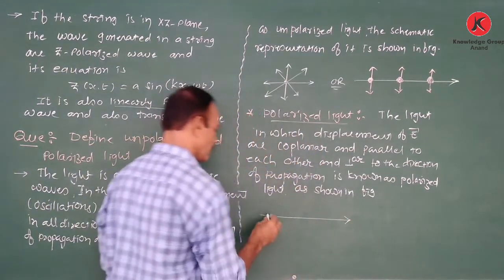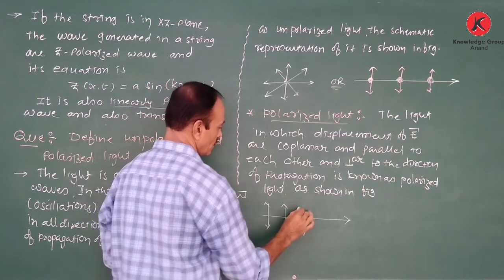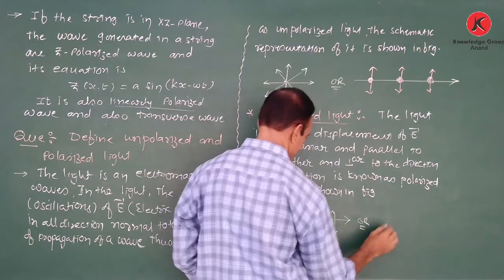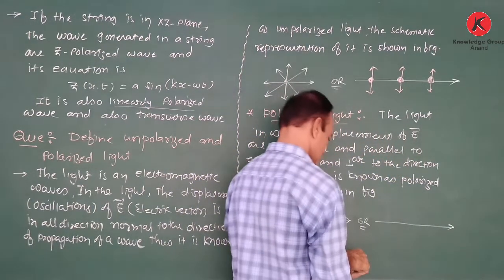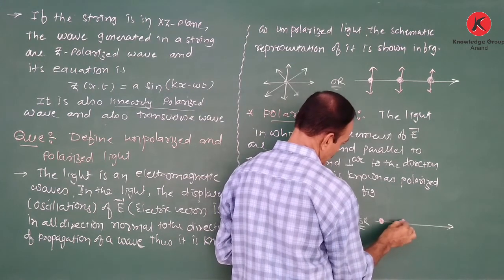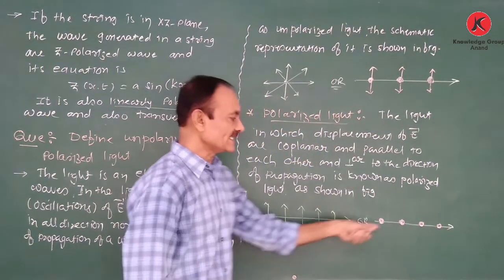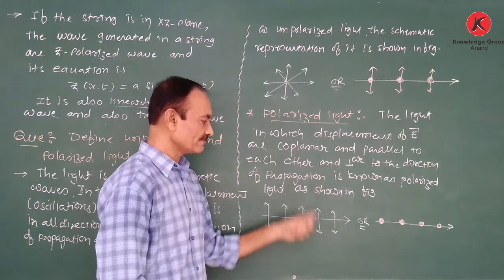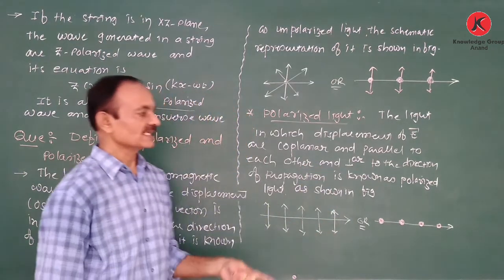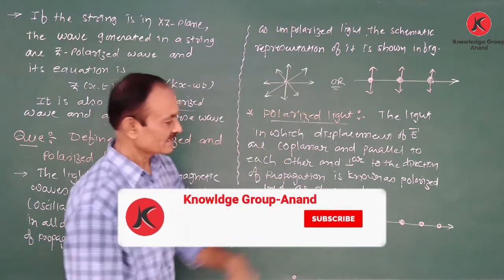Either the electric field vector oscillates this way, up or down, or inside and outside. Here the electric field oscillates inside and outside. Here the electric field oscillates up and down, up and down. So this is the polarized light schematically represented, and that is the unpolarized light. Clear this?